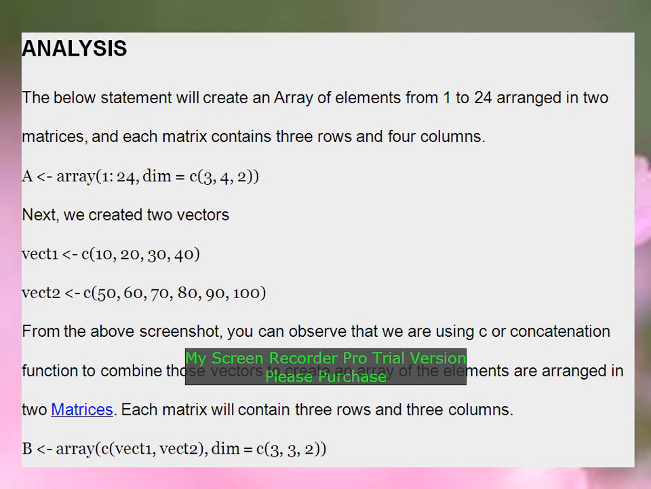And next, this is the analysis for the above example. The below statement will create an array of elements from 1 to 24 arranged in 2 matrices, and each matrix contains 3 rows and 4 columns. That is A of array 1 to 24, dimension C of 3, 4, 2. Next we can create two vectors. And from the above screenshot you can observe that we are using the C or concatenation function to combine those vectors to create an array of elements arranged in two matrices. Each matrix contains 3 rows and 3 columns.